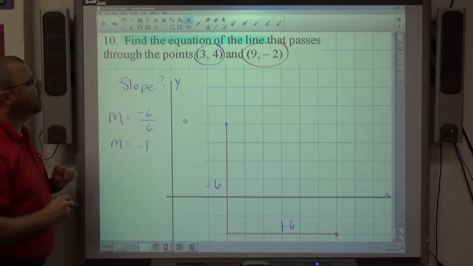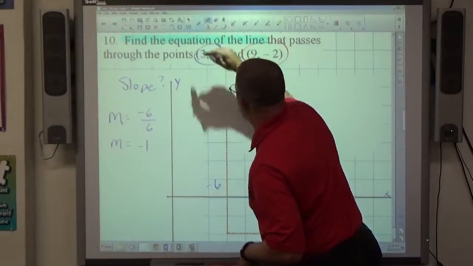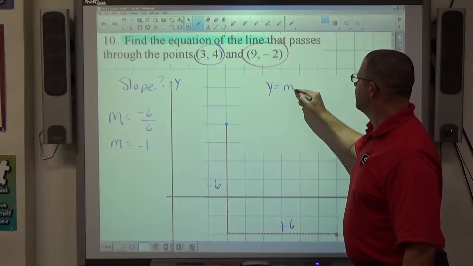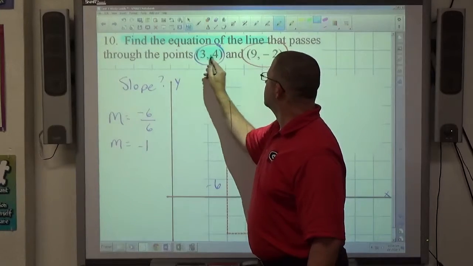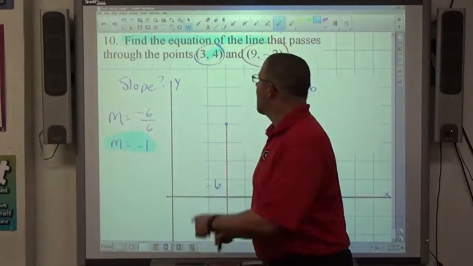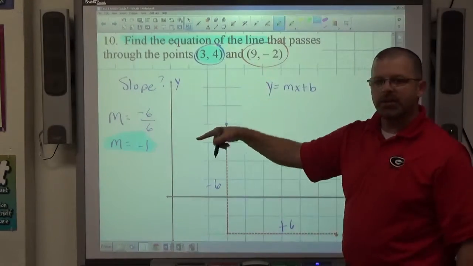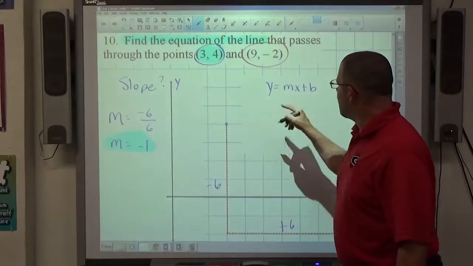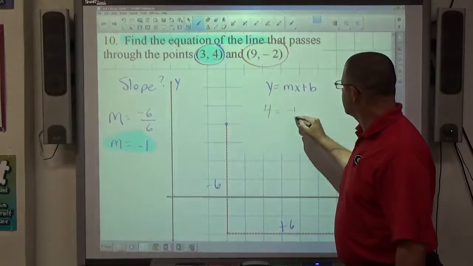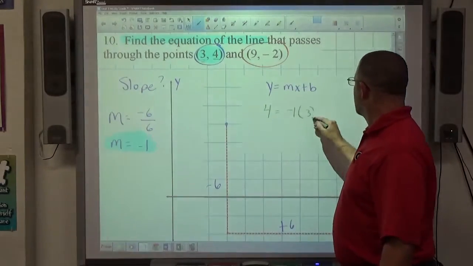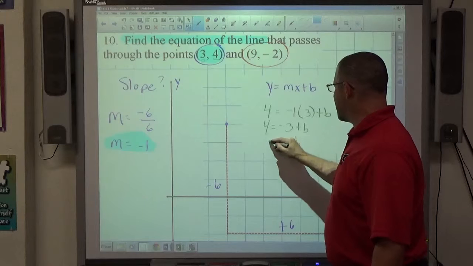The second thing I need is to find the y-intercept. So what I'm going to do to find the y-intercept is I always go to y equals mx plus b. I want to take a point, I'm going to use this one, and a slope. I have a choice on the points, right? I've got 3, 4, or 9, negative 2. I'm going to take 3, 4. I've only got one slope because that's what the slope is. So if I go y equals mx plus b, y is 4, m is negative 1, x is 3, plus b. That gives me 4 equals negative 3 plus b. That means b is equal to 7.